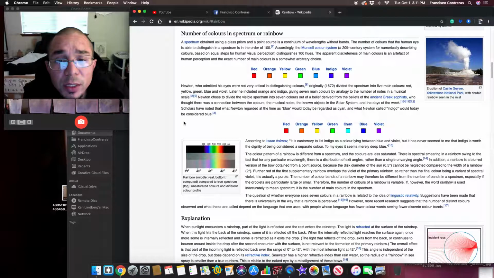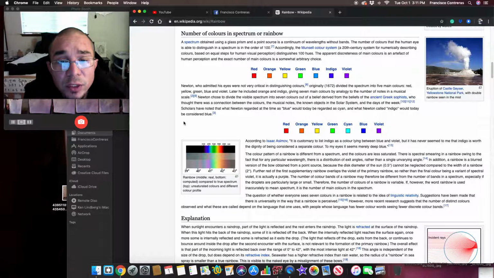Newton, who admitted his eyes were not very critical in distinguishing colors, originally in 1672 divided the spectrum into five main colors: red, yellow, green, blue, and violet. Later, he included orange and indigo, giving seven main colors by analogy to the number of notes in a musical scale.